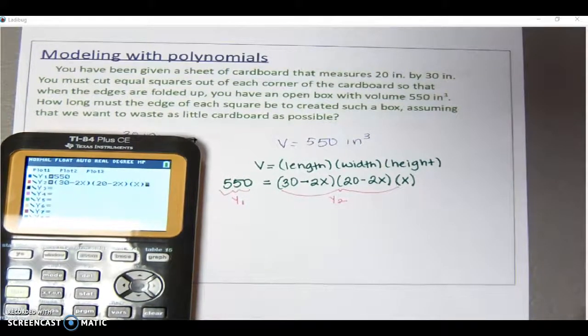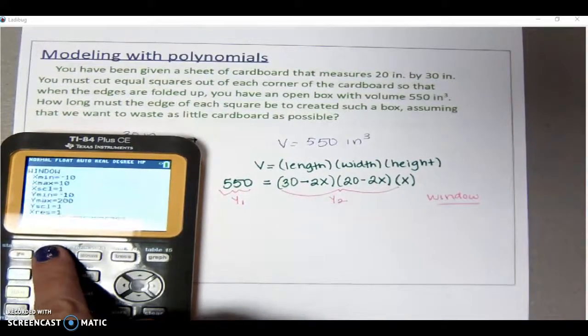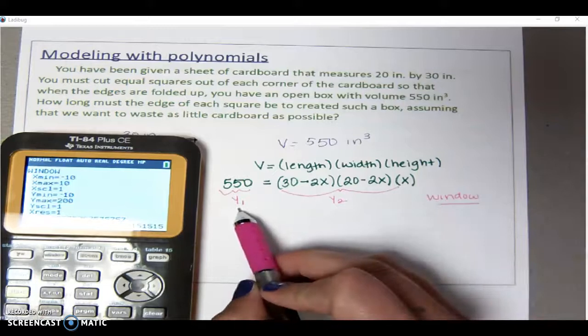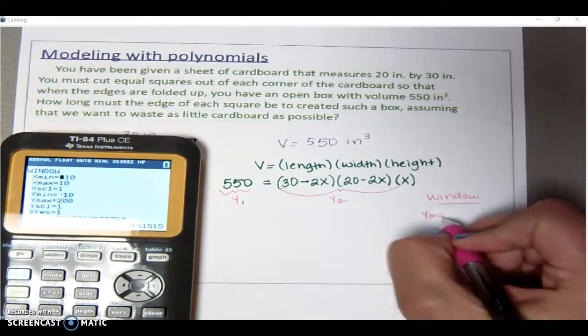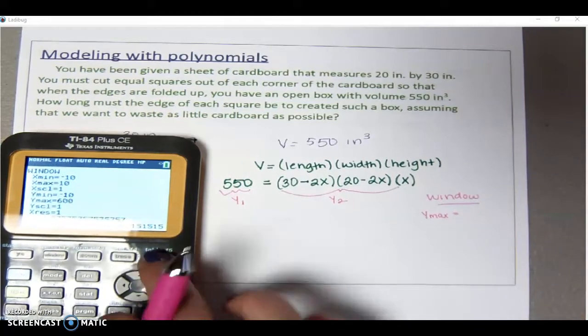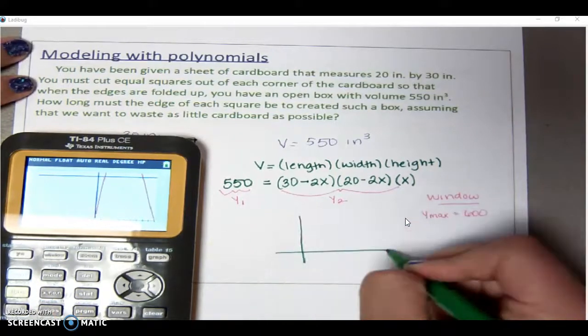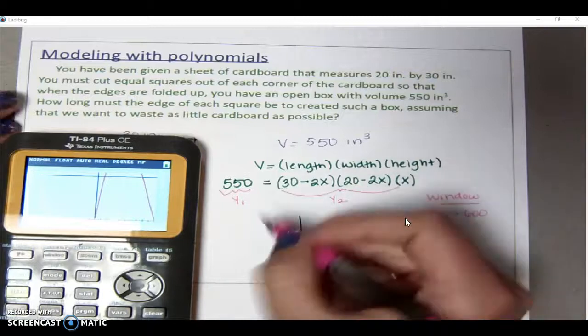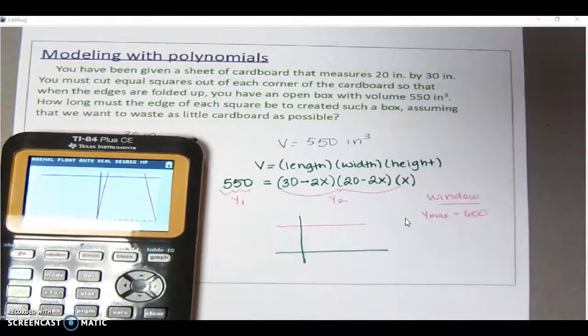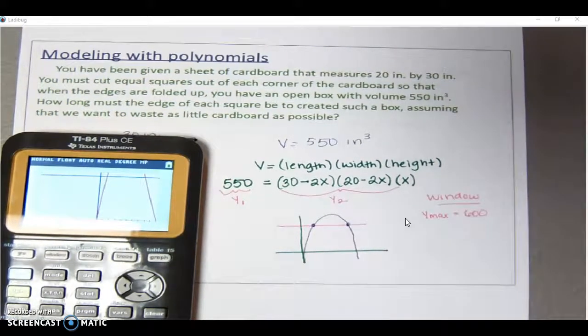Okay, before you graph, let's talk about fixing the window. If you go to your window, because this Y is so big here, you're going to need to change your Y max to something bigger than that 550. So I'm going to change mine to 600. That should let you see the majority of the graph. I'm just going to sketch the graph. We have the straight line up here, and then our parabola that's going to cross it twice. So we want to find the intersection.